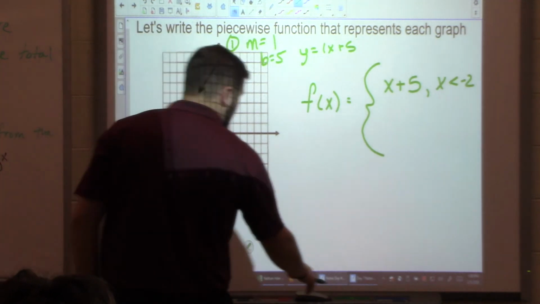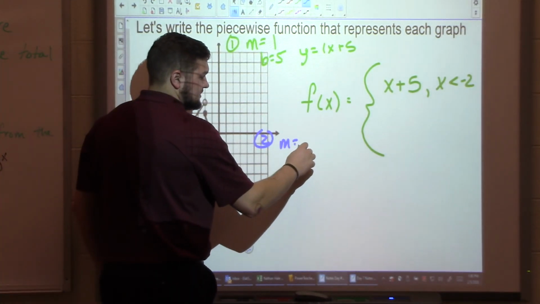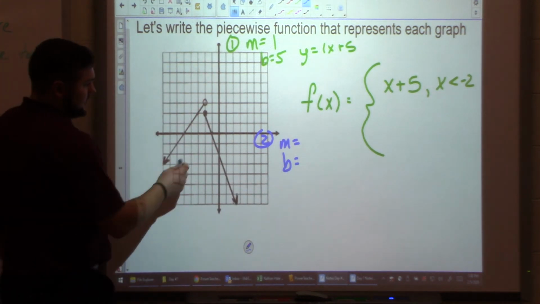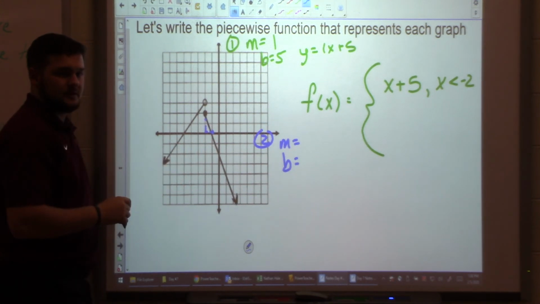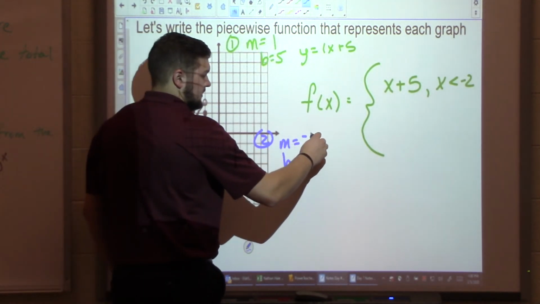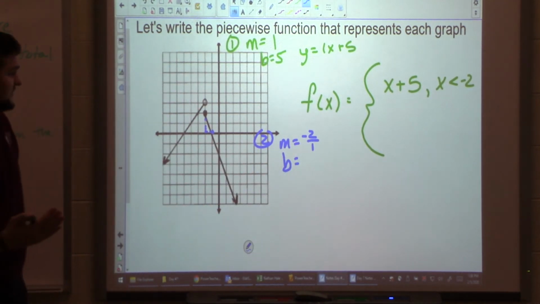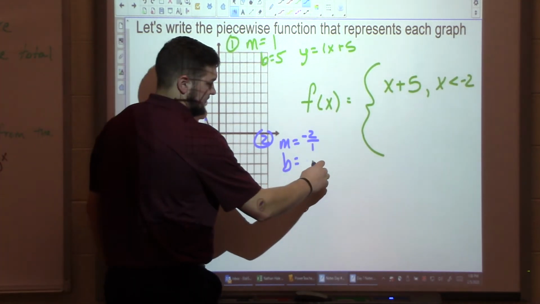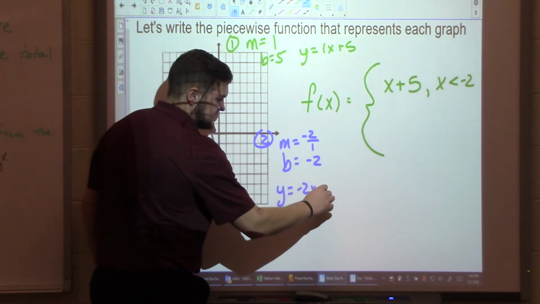Easy. The second part, the one on the right, same thing. I'm going to find the slope and I'm going to find the y-intercept. For the slope of my second one, find 2 points. It goes down 2, to the right 1. So it's negative 2 over 1, or just negative 2. Does it give us a y-intercept? Yes, at negative 2. So I get y equals negative 2x minus 2.